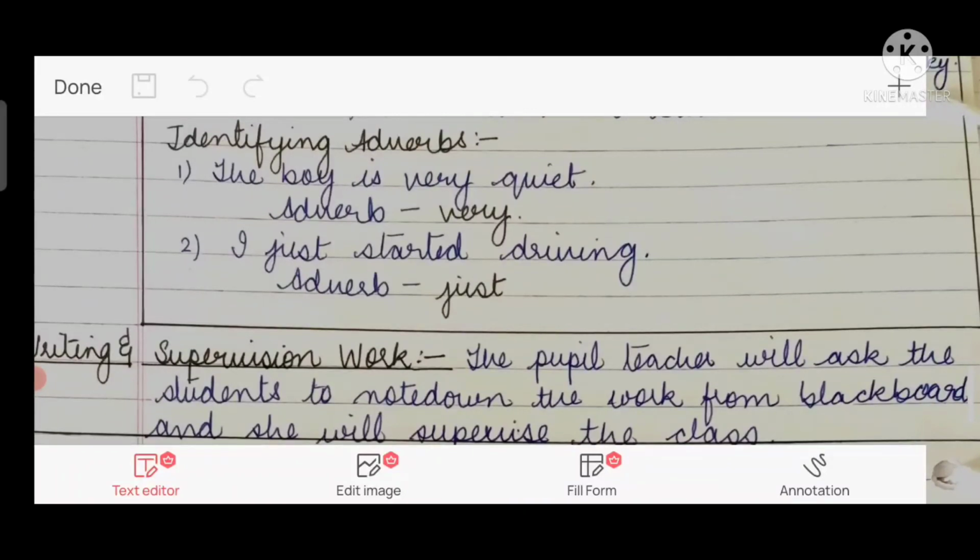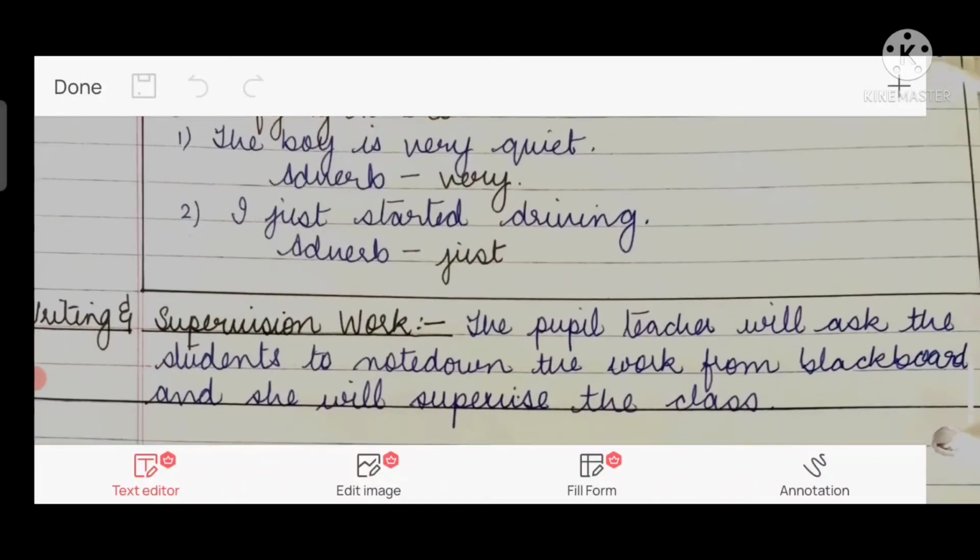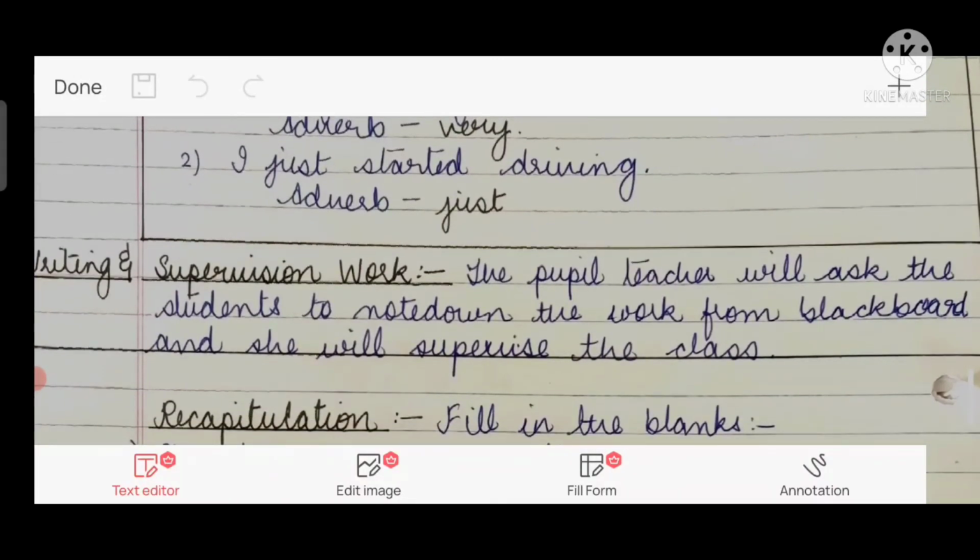After that, next step is writing and supervision work. The pupil teacher will ask the student to note down the work from blackboard, and she or he will supervise the class.